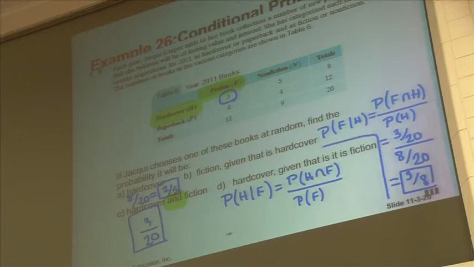Well, the probability that it is both hardcover and fiction, we found out is just going to be, look at your notes, 3 out of 20. Divided by, well, what's the probability that it's a fiction book? 11. Look at the column for fiction. How many fiction books are there total? 11. So the probability that it's just a fiction book, I don't care if it's hardcover, paperback, just fiction, 11 out of 20. Good. Simplify that on your handy-dandy calculator. You should get 3 out of 11.